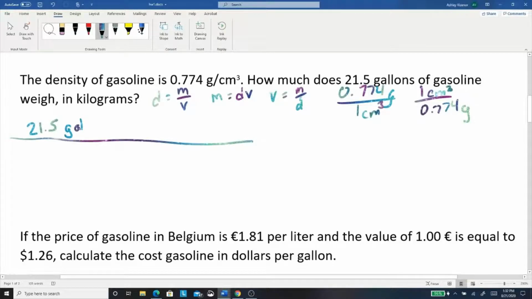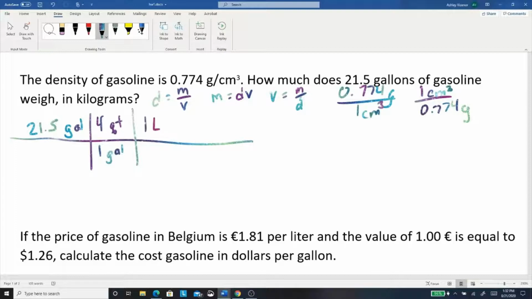All right, so we know there's 4 quarts in every 1 gallon. And then our book tells us that there's 1 liter for every 1.0567 quarts. We can see here gallons are canceling, quarts then cancel. Now we have liters. And we know there's 1 milliliter per 10 to the negative 3rd liters.